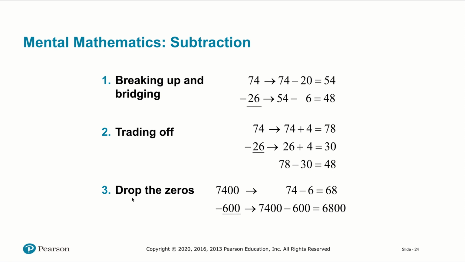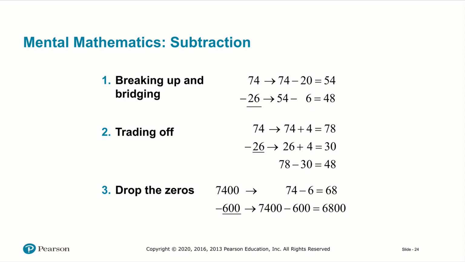And the last strategy is called dropping the zeros. Of course, since they both have the same number of zeros, we can ignore them. Just do 74 minus 6, that's 68. But do remember that you dropped 2 zeros, so you need to bring them back in now. So it's basically 6,800 is the result.